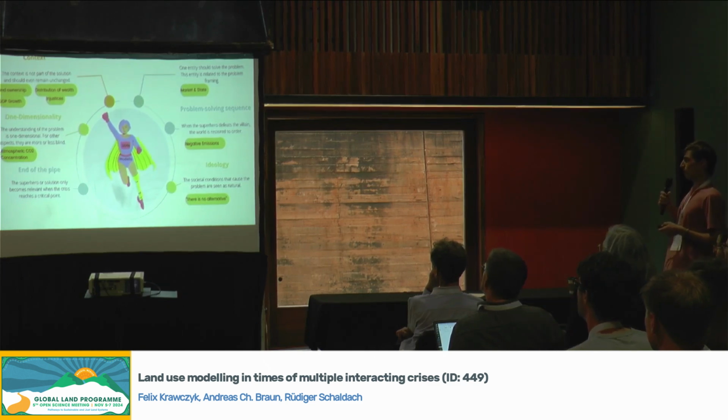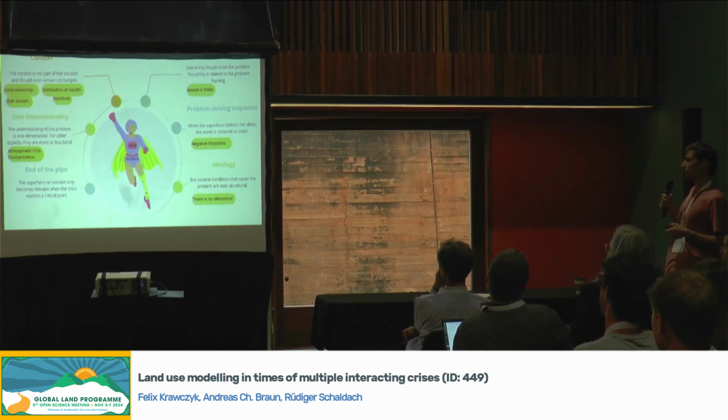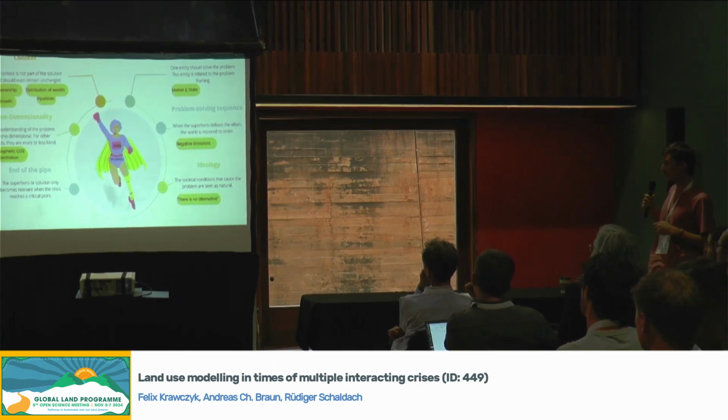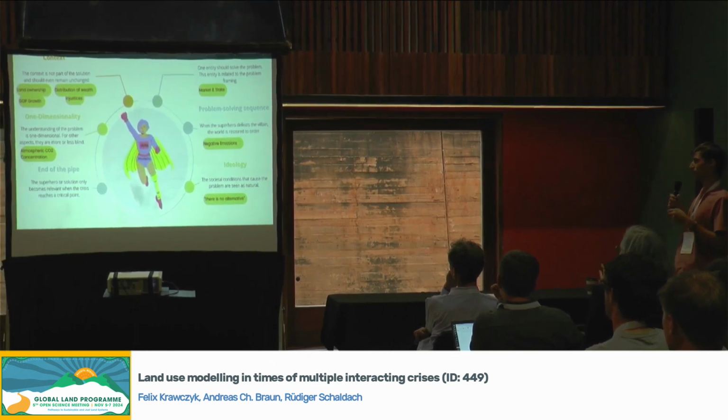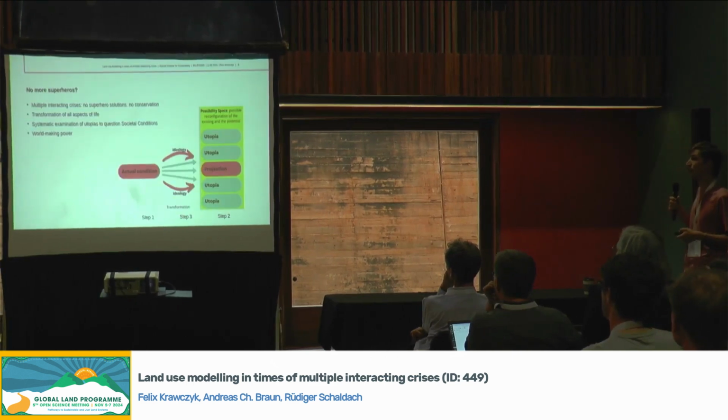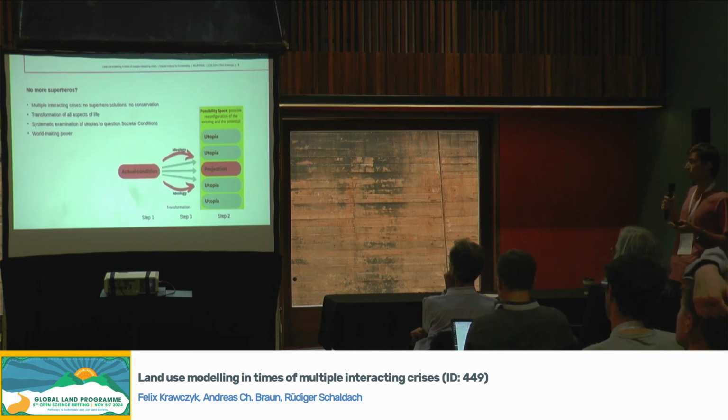And I think that's a problem in times of multiple interacting crises, because we cannot just deal with one part of the problem, and there's no conservation, so we cannot just try to conserve the actual social conditions, because they are so crisis-ridden. It needs to change. And since the multiple interacting crises affect all aspects of life, we need to think about futures that also transform all aspects of life.